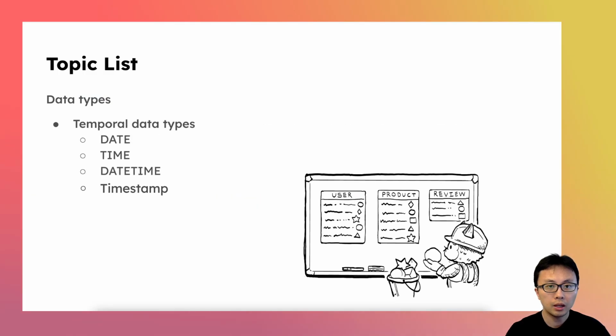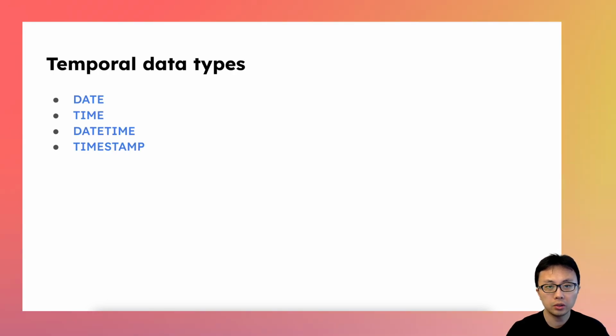In this video, I'll show you how to use different temporal data types the right way in your database design, so your systems don't go off schedule. The most commonly used temporal data types include date, time, datetime, and timestamp.